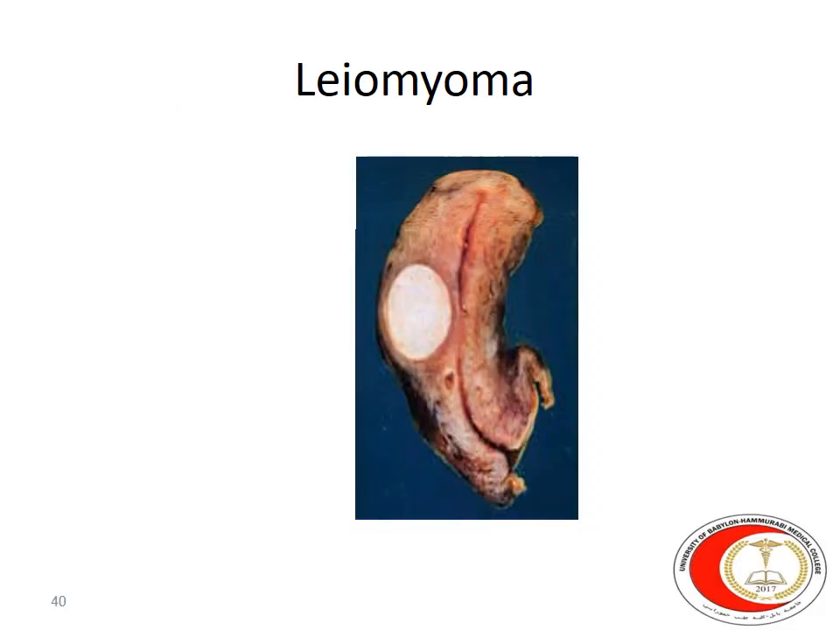This is a leiomyoma of the uterus. It is a benign tumor of smooth muscle, and if it reaches a very large size, the patient could present with hemorrhage or with pressure effects.